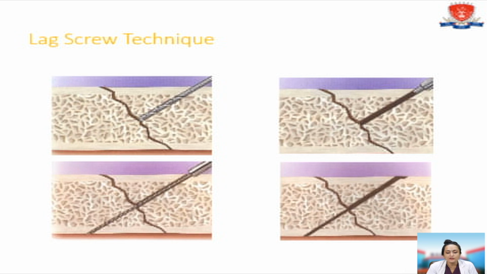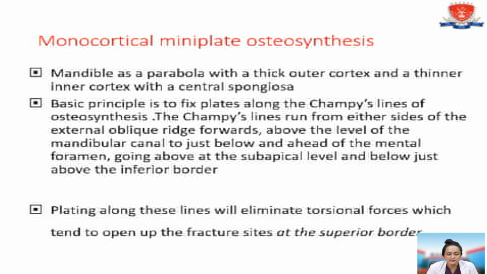Then there is monocortical mini plate osteosynthesis. So the mandible acts as a parabola with a thicker outer cortex and thinner inner cortex. The basic principle is to fix plates along the Champy's lines of osteosynthesis. Champy's lines run from the external oblique ridge and then go down, and then again at the symphysis there are two tension lines. So according to Champy, if you place one osteosynthesis mini plate in the external oblique ridge, it is sufficient.